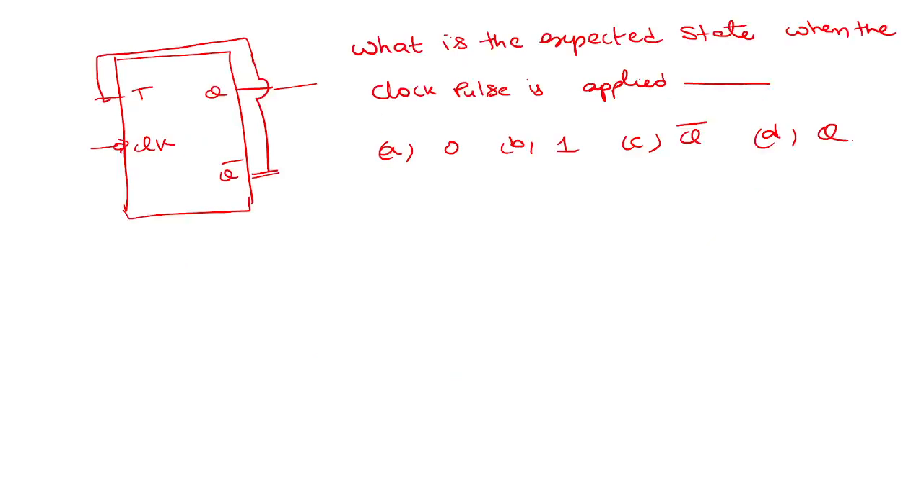Okay, so let's go to the next problem. What is the expected state when the clock pulse is applied for a T flip-flop? Again, if you decode this according to the symbol, this is edge sensitive because I can see some arrow there and bubble was there, so negative edge triggered flip-flop.